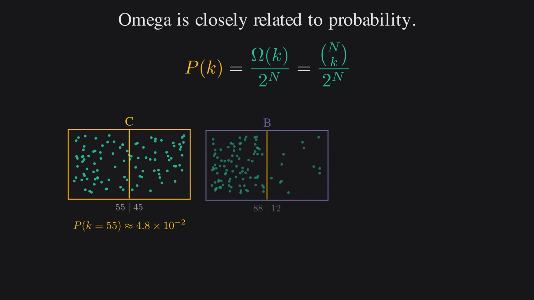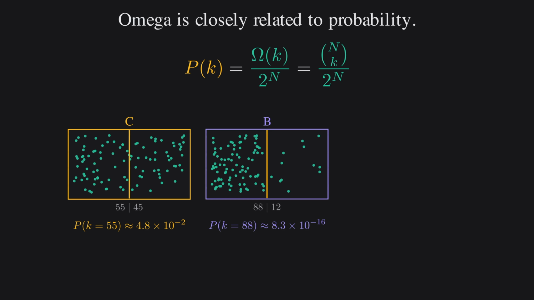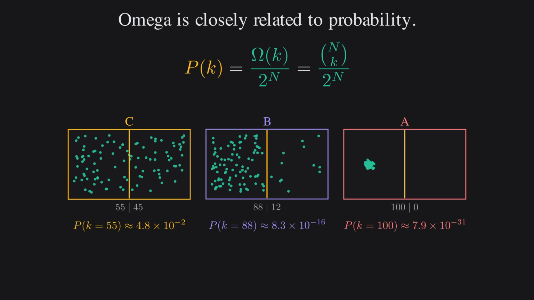The probability of k equals 88 is about 8.3 times 10 to the negative 16, which is extremely rare for free particles in a box. And the probability of k equals 100 is about 7.9 times 10 to the negative 31. So this is why, in reality, we would never observe 100 out of 100 particles on the left. This is literally the probability of guessing 100 coin flips correctly in a row.